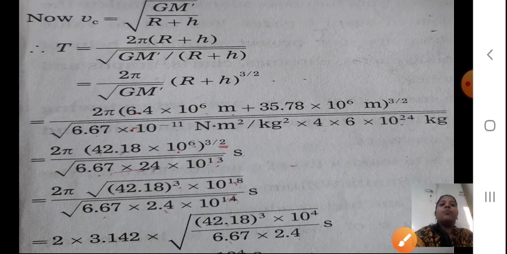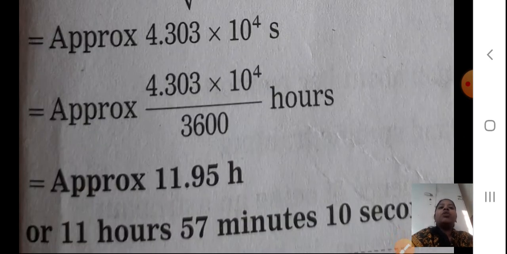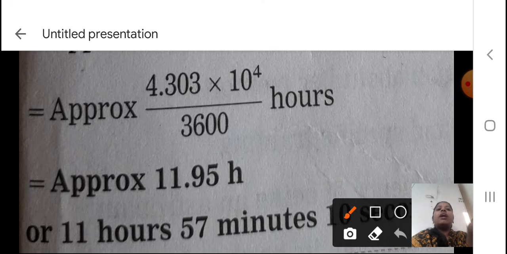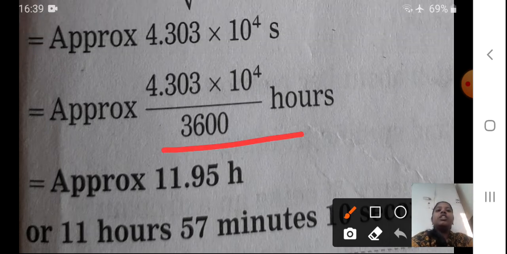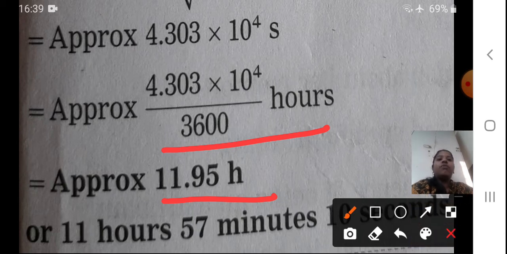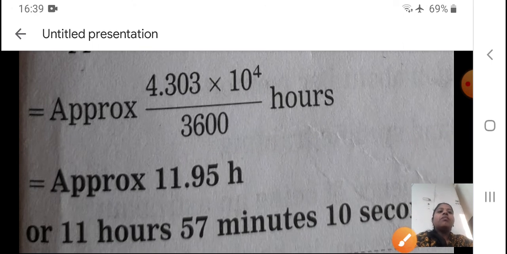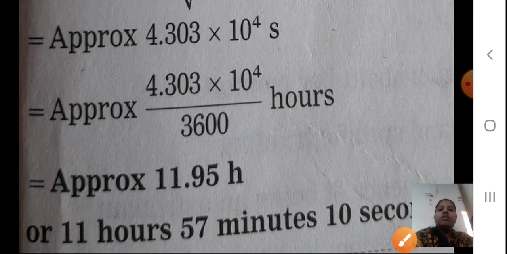Now approximately what you are going to get is 4.303 into 10 raised to 4 seconds. Okay, so you have to convert it into hours, so I have to divide it by 3600. Approximately 11.95 hours you are going to get, that is approximately 12 hours if I round it off. Okay, I hope you are clear with this.